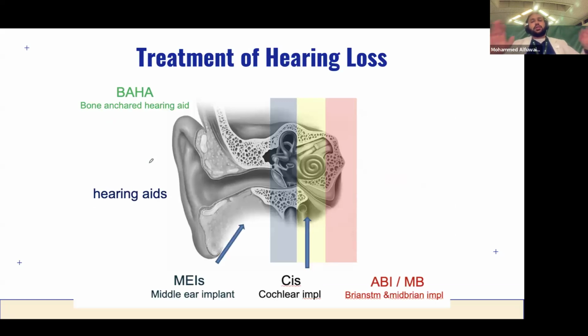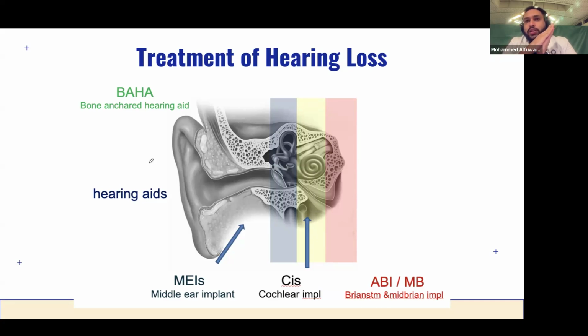Now, for treatment of hearing loss, all I want you to remember is that we treat the underlying cause, that's number one. For conductive, we just take out whatever is causing the conductive hearing loss to solve the issue. For sensorineural, it depends on the cause as well. You need to treat the cause.